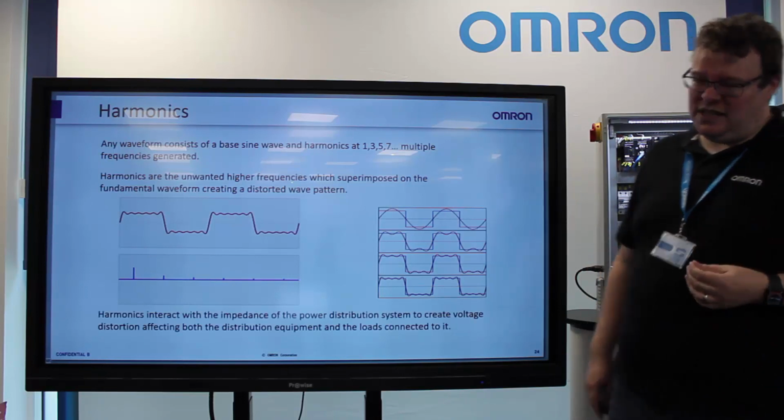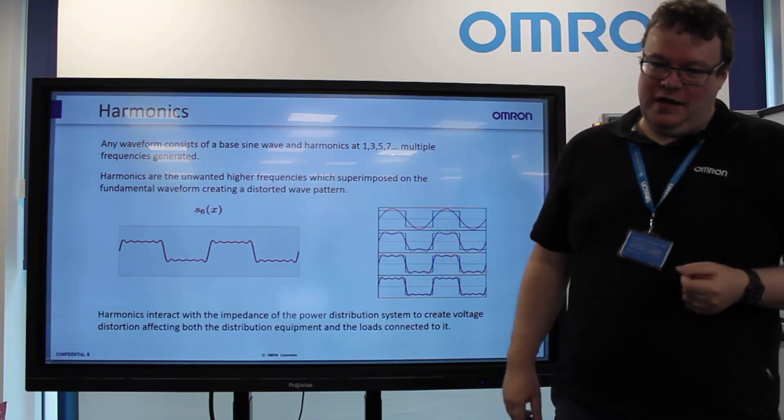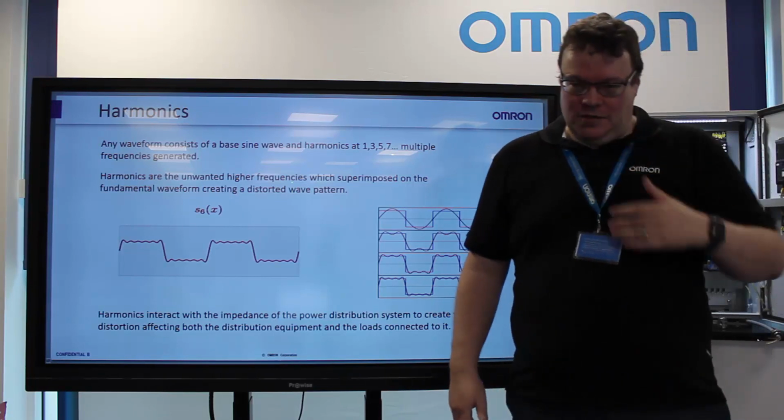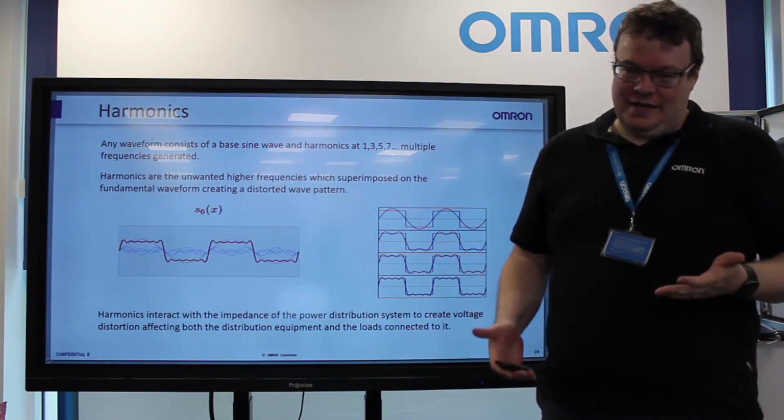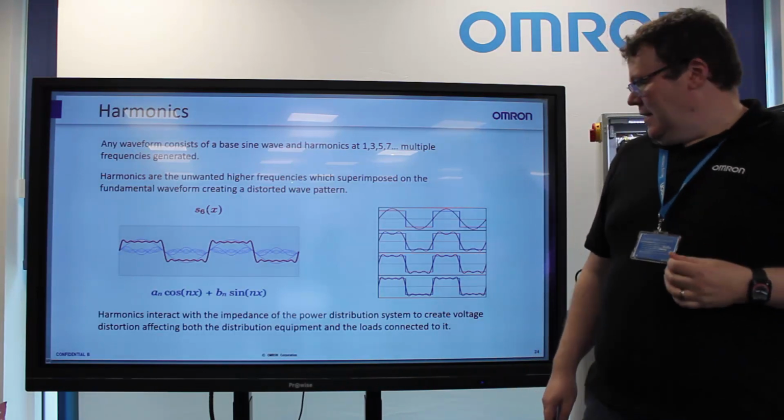The problem with harmonics, though, is that they interact with the impedance of the power distribution circuit. So this can essentially cause voltage distortion for anything else connected to it, and any other loads. So it's not really a desirable thing.